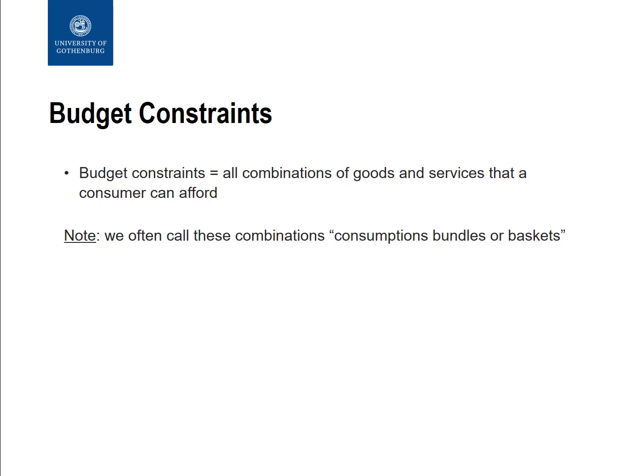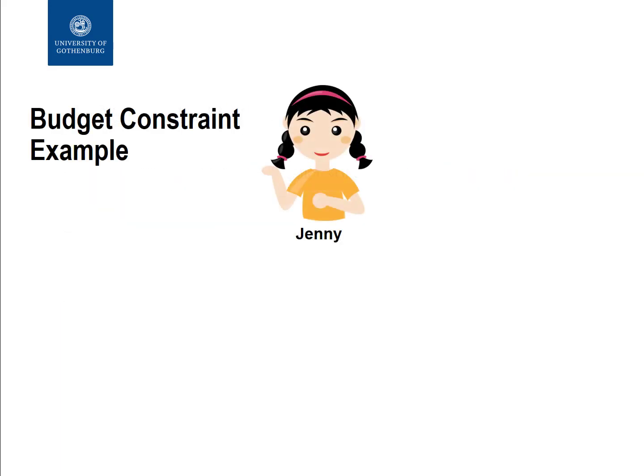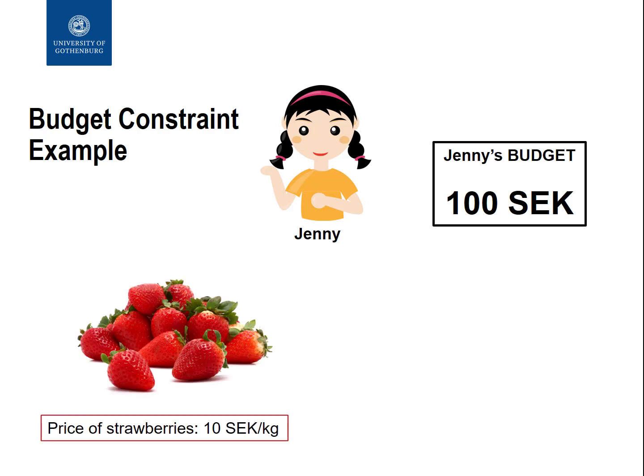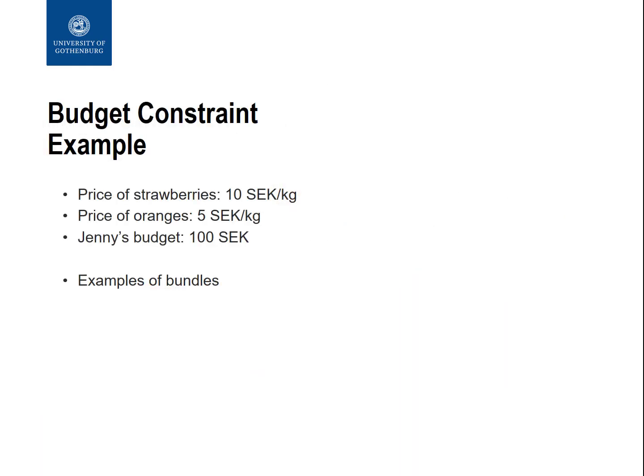Now, assume that there are two goods, strawberries and oranges. And consider a consumer whose name is Jenny. Jenny has a budget of 100 kronas, and she can buy either strawberries for 10 kronas per kilo or oranges for 5 kronas per kilo. So strawberries are twice as costly as oranges here. Now let's analyze some examples.